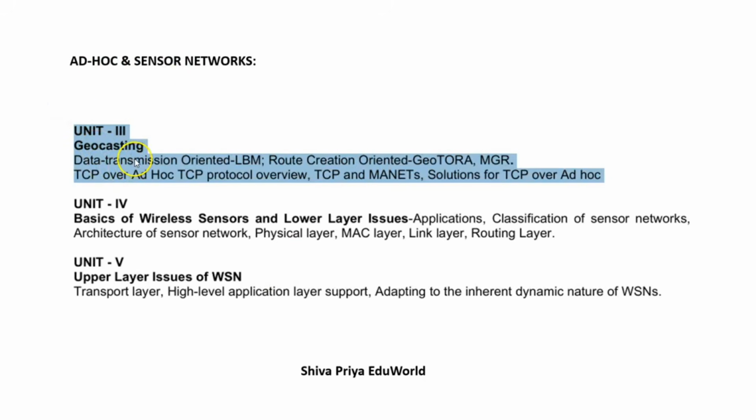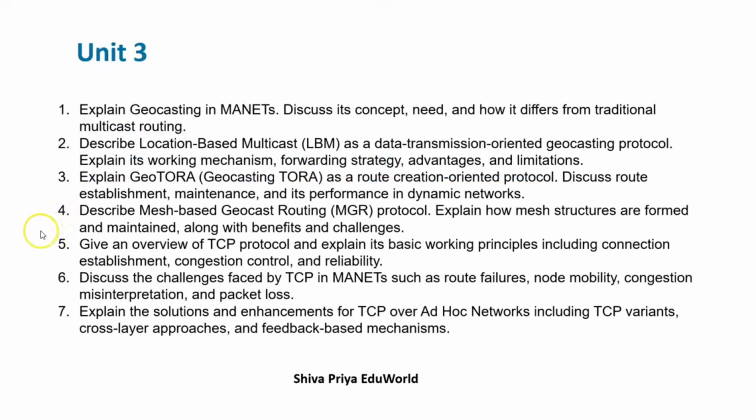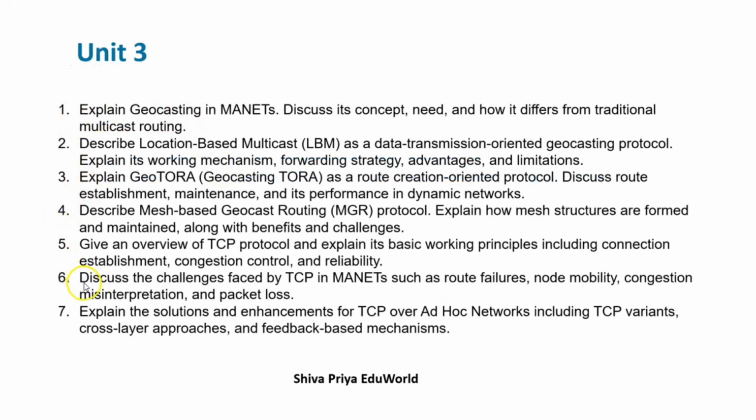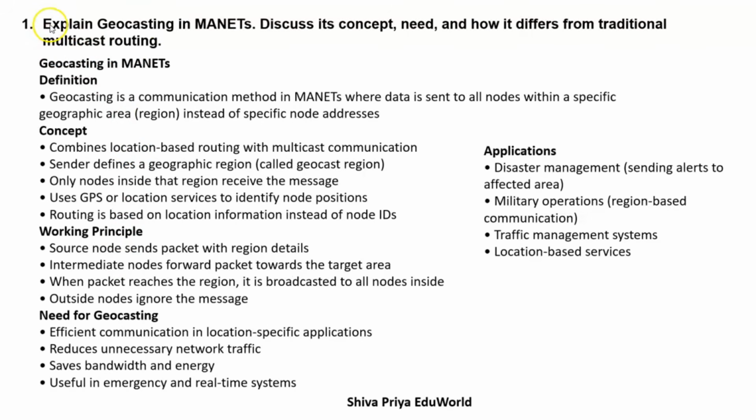This is the Unit 3 syllabus of Adhoc Sensor Networks. It is completely about geocasting. Go and check out these two videos. After that, come back to Unit 3. These are all the questions I have prepared in such a way that they will cover the entire syllabus of this Unit 3. Clear? So that you cannot miss anything. So anyhow, you can easily score 90 plus. Easily. Let's start from the first question.